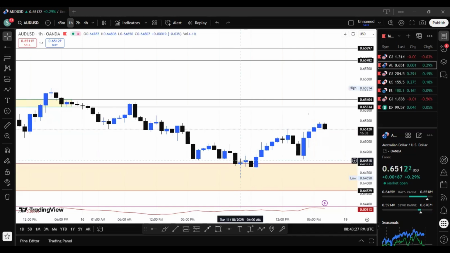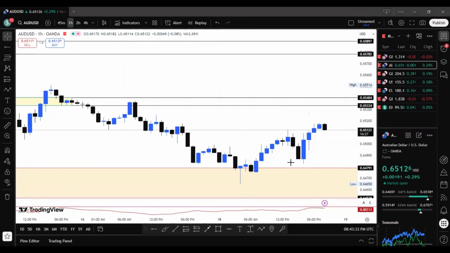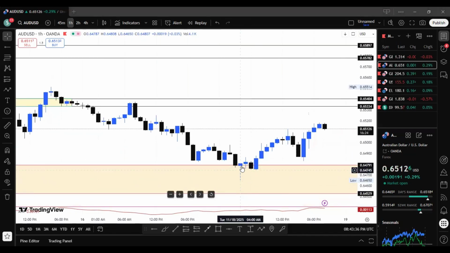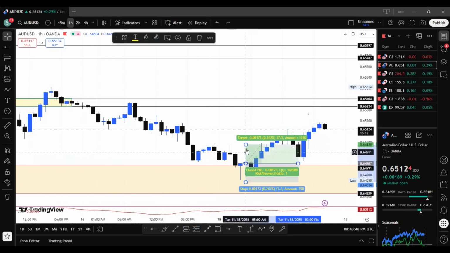And as at 4 a.m. I noticed it had formed a hammer candlestick. In the video I uploaded recently, I showed you a hammer, where you have a long wick rejection at this point. So I noticed the price was definitely going to buy. Then I entered a buy at this particular point, right after this candle closed.